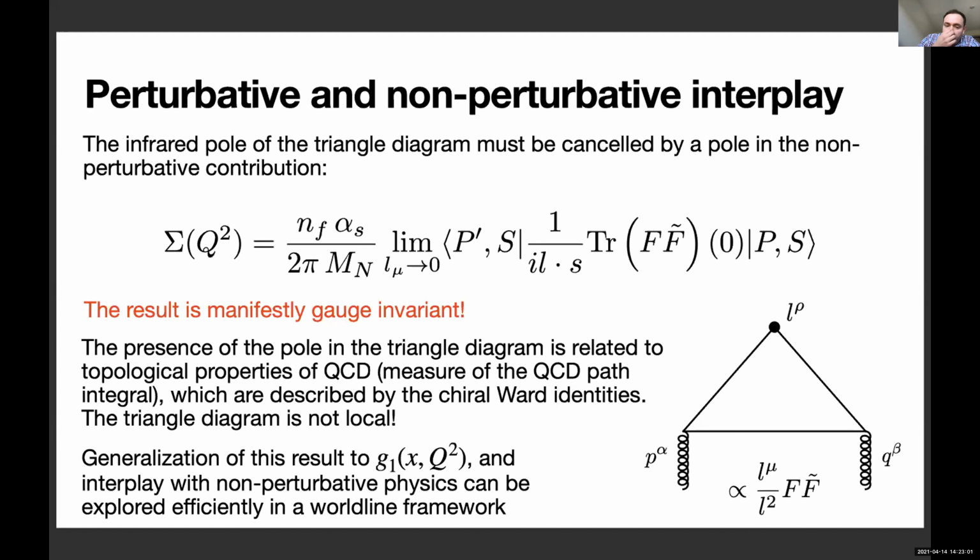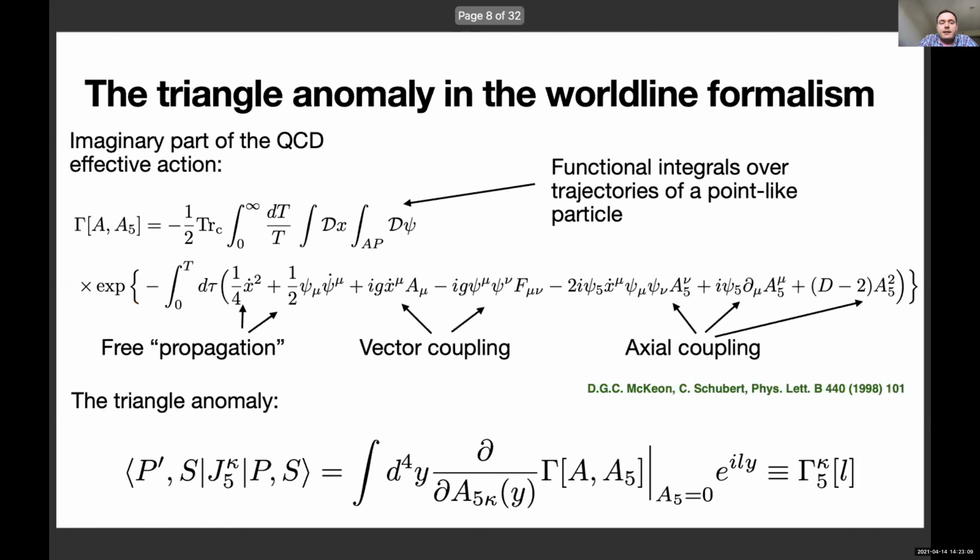And what we do in our work, we generalize in particular this result to the G1 structure function. So what we do, we use a worldline formalism. Using this formalism, the essential point is that we start with the imaginary part of the QCD effective action, because the imaginary part of the QCD effective action is the part of the effective action which contains the anomaly effects. So we write a general form of the imaginary part of the QCD effective action in the worldline approach. We have to extend our theory. We have to include non-perturbative coupling. So we have not only the standard vector couplings which we have in the QCD Lagrangian, but we have to extend the theory and add axial couplings as well.